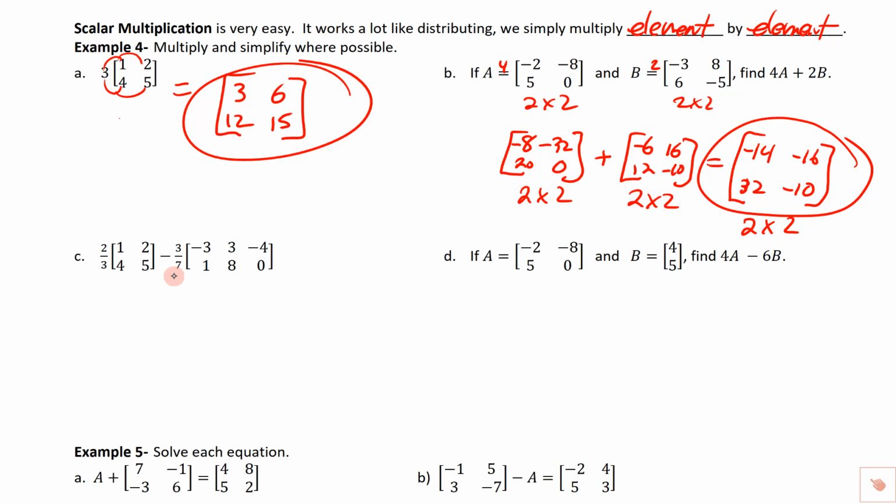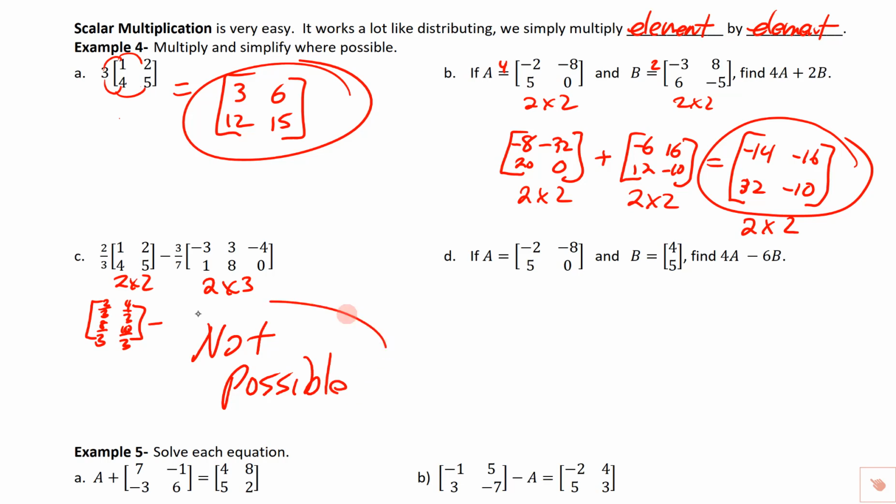Now, this next one looks really ugly. If I were to distribute this through, this is going to be 2/3 times 1, that would be 2/3. This is going to be 4/3. That one's going to be 8/3, and this one's going to be 10/3. But remember, it's always important to check the dimensions. This is a 2 by 2, and this is a 2 by 3, 2 rows, 3 columns. There's no way that we can do those. So this is going to be not possible. Thank heavens, right? Because we're going to get some really ugly fractions on that.